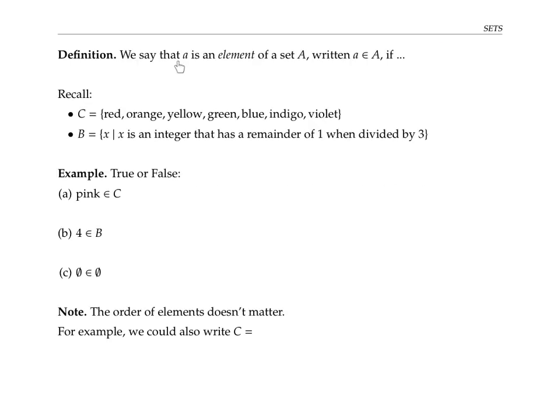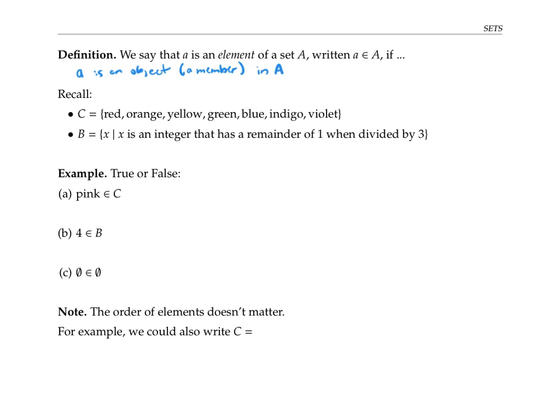We say that little a is an element of a set big A, written in this notation, if little a is an object or a member in big A. Let's consider the same two sets before, the set of colors of the rainbow and the set of integers that have a remainder of 1 when divided by 3. Please take a moment to decide if these statements are true or false.